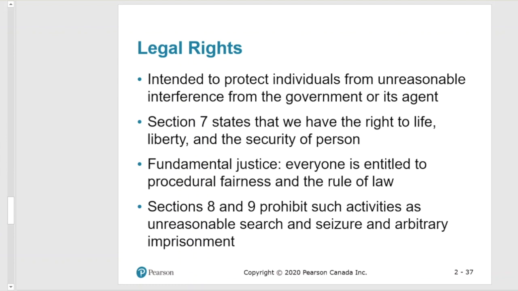Sections 8 and 9 are very important because they prohibit unreasonable search and seizure and also arbitrary imprisonment. So it is not always that a police officer may search and seize something that belongs to you. There are restrictions, and we are protected from unreasonable search. For example, if a police officer comes to search my house, the police officer needs a warrant. The exception is that when a crime is happening at that moment, then a warrant is not needed. But if there isn't a crime happening, I am protected from an unreasonable search.